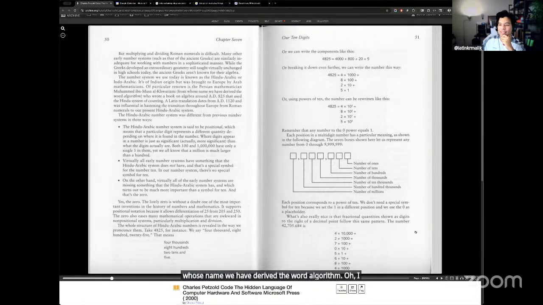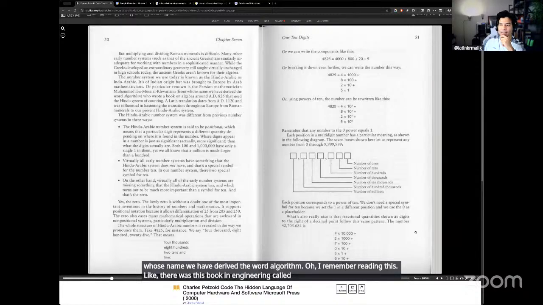Oh, I remember reading this. There was this book in engineering called ADA, Algorithmic and Design Analysis, and I think that also mentioned this.